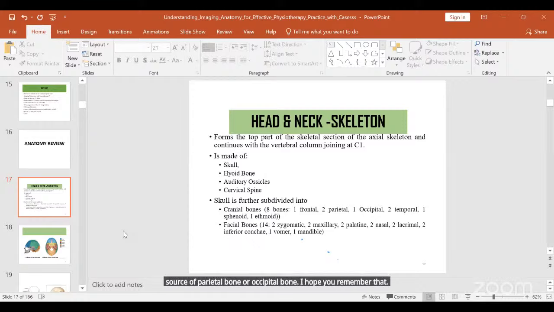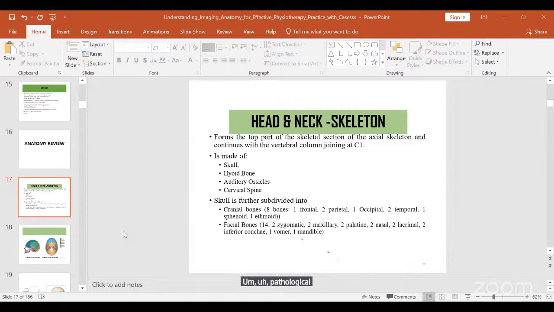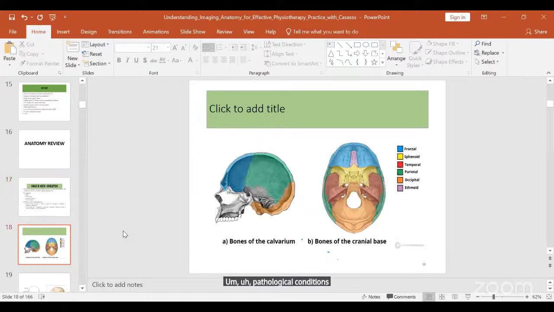But the facial bones are very irregular. Most of them appeared, except for the vomer and the mandibular part. Very irregular, very tiny, and very prone to pathological conditions. They all serve to perform one function: to protect the brain or to facilitate the movement of vasculature or air in or outside the brain.